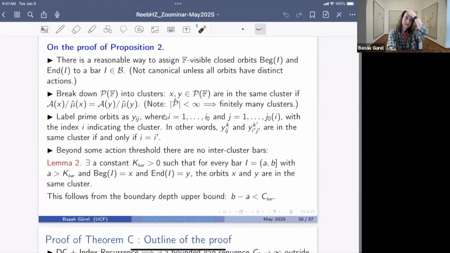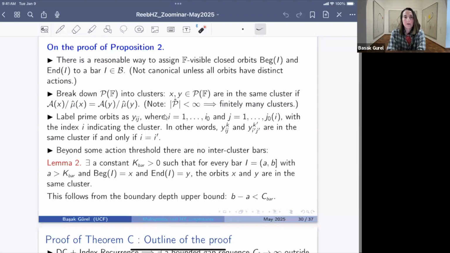So here's what you do, in several steps of this proposition. To every bar, I can assign visible closed orbits. Let me call this the beginning of the bar and the end of the bar. This orbit will have precisely the same action value as the beginning of the bar, and the degree of the bar will be in the support of the local symplectic homology for this orbit. This is not a difficult thing to do.